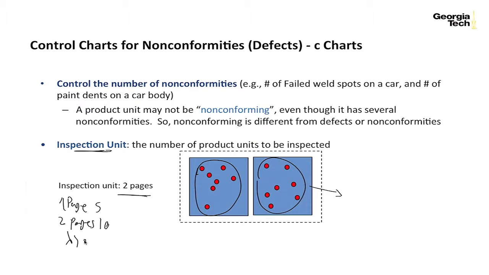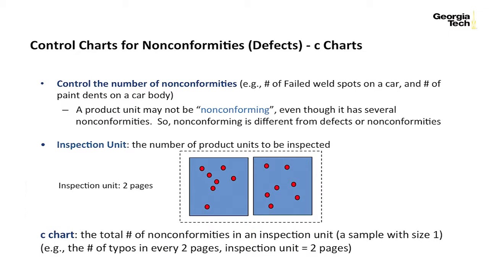And lambda should be greater than 9, so we can basically use the Shewhart control chart. If we define the inspection unit as one page, then lambda is small and we cannot use the Shewhart chart, because the number of defects is not going to be normally distributed. However, if we change it to 2 or 3 pages, then we can use the normal approximation and therefore the Shewhart control chart. That's the reason that we use the inspection unit. The C chart basically tries to monitor the total number of nonconformities in this inspection unit.